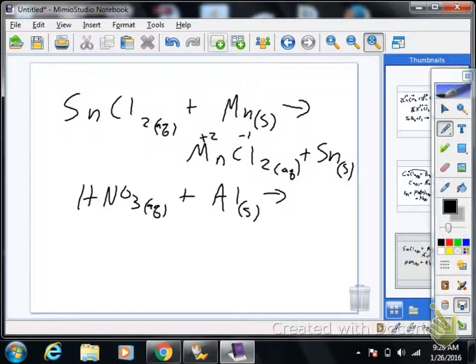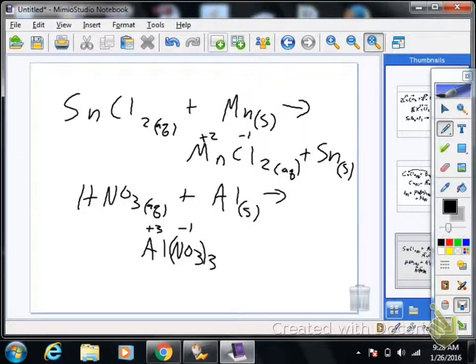If it's below, like copper and silver and that, they don't react with acids. So Al will go with the NO3, one of each to begin with. Then we look at charges. Aluminum's a plus 3. Nitrate's a minus 1. So that makes nitrate parentheses with a 3. So the charge is balanced.